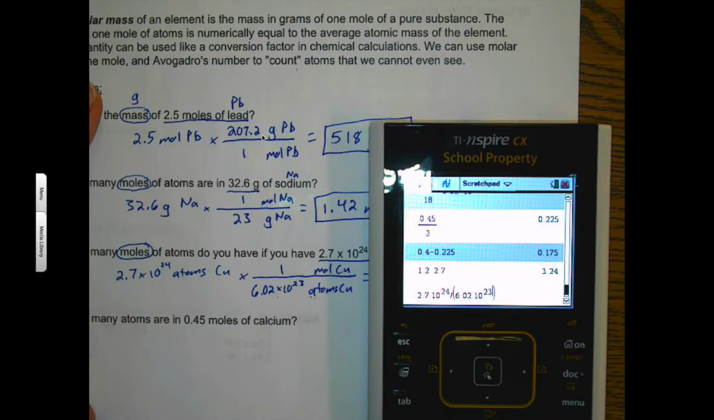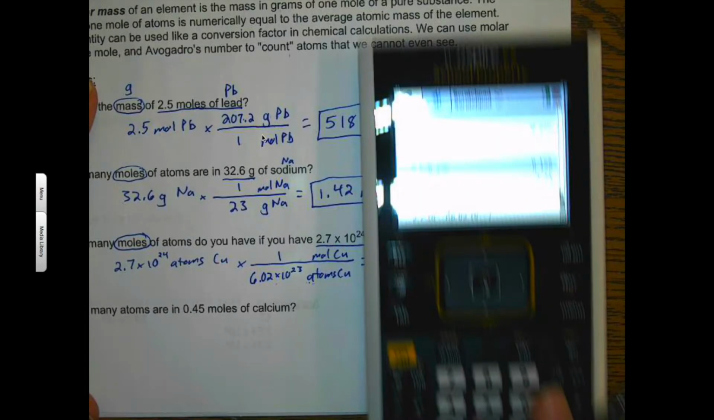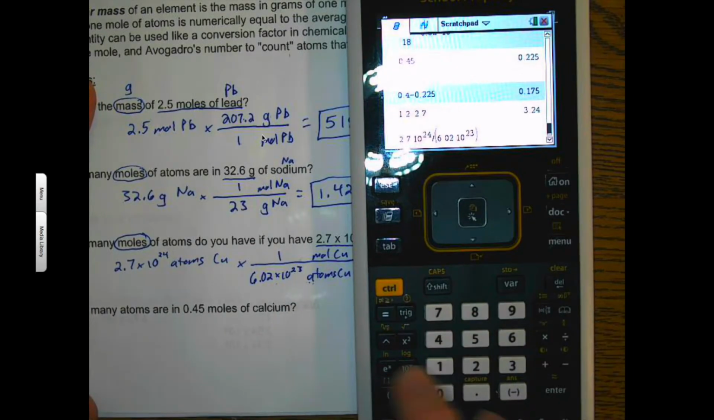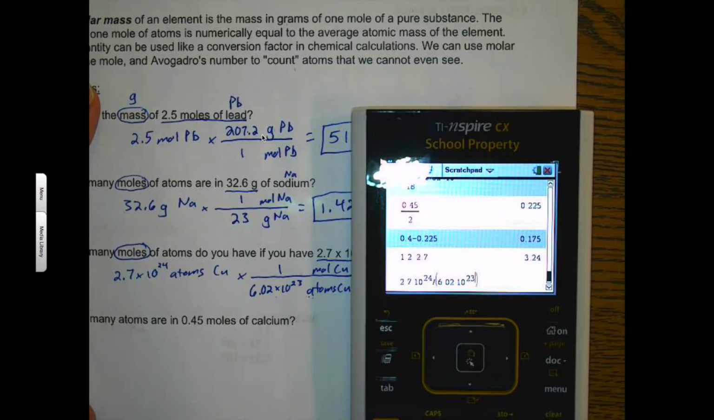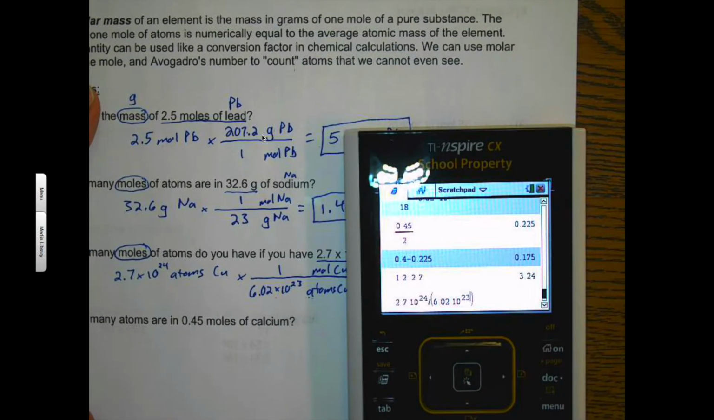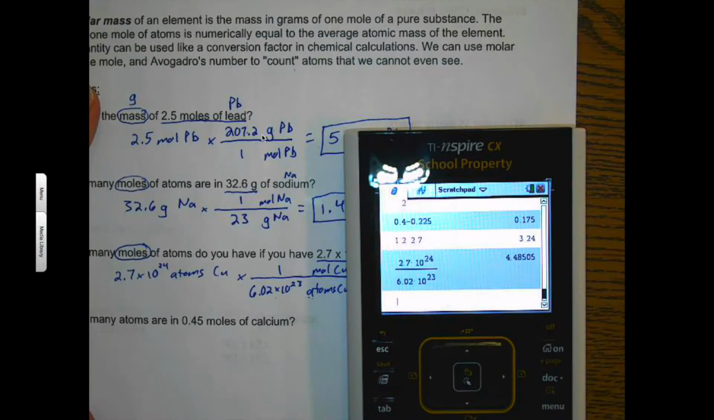Now the times 10 thing, I'm hitting the button that's next to the 1. That's 10 to the x. You don't need to mess with this root or this caret right here. You don't have to do that because we're always doing times 10. So that's the way it's going to work. And I hit the enter key.